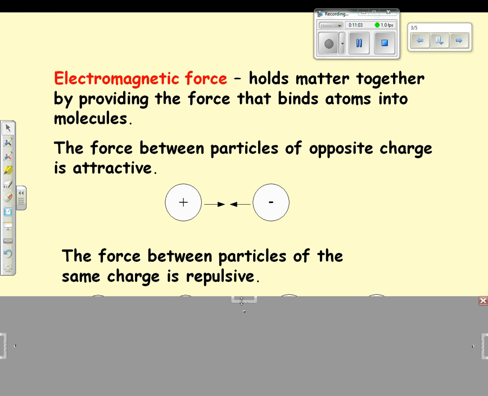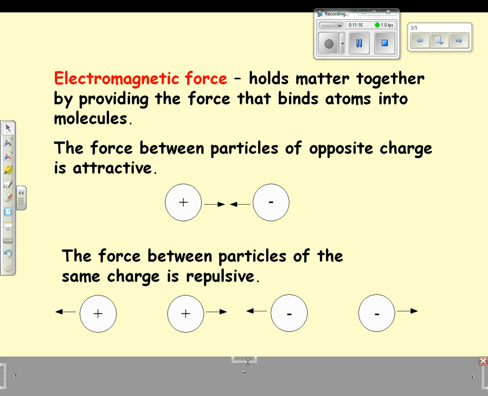Now remember, you know this as well. The force between particles of the same charge is repulsive. Repulsive. What does that mean? Well, it means that positives and positives don't like being together. Negatives and negatives also don't like being together. This is all, again, the electromagnetic force.